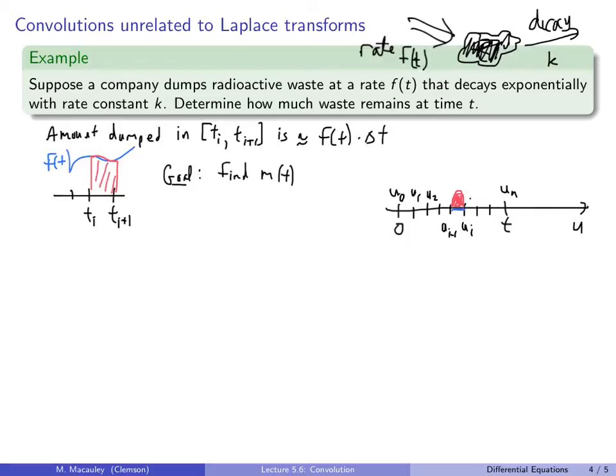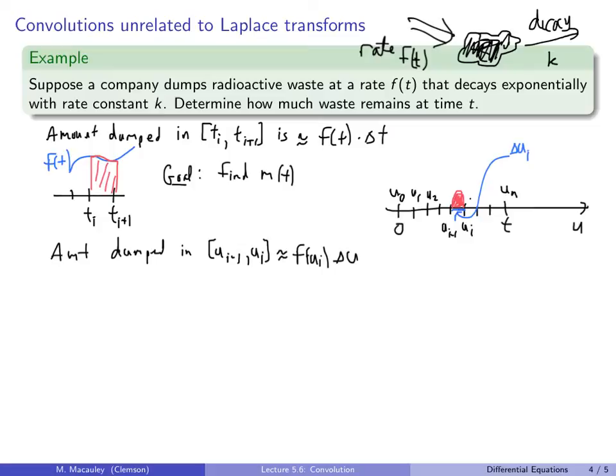I'm going to call this interval delta u_i. So the amount dumped, I'm just going to repeat what I said up here: the amount dumped in the time interval u_{i-1} to u_i is approximately equal to f of u_i times delta u. I'm just going to assume that these things are all the same width, so I don't have to keep my index here.